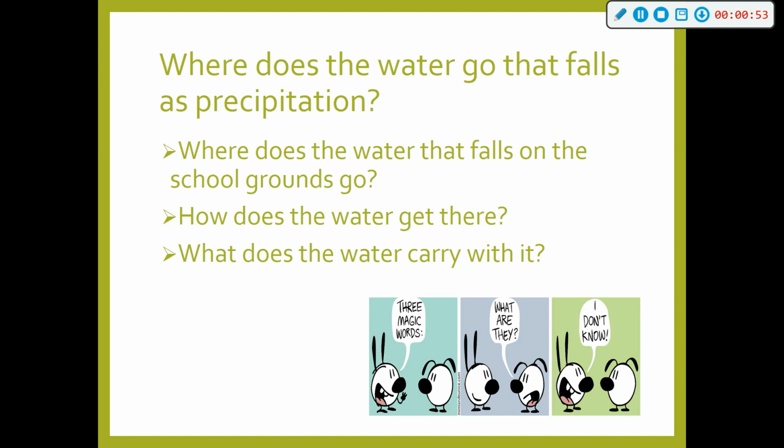So where does the water go that falls as precipitation? Where does the water go that falls on the school ground? Y'all know what I'm saying. And how does the water get there? What does the water carry with it?